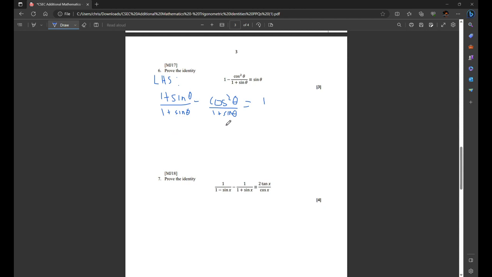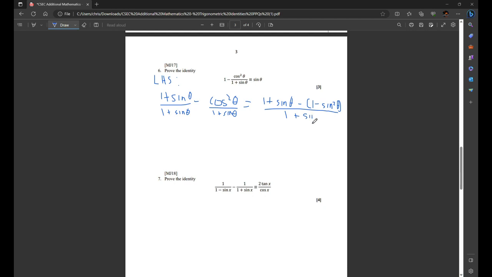So since the denominators are now the same, I can just bunch that up into one fraction, and I'm also going to rewrite the cos squared theta as well. So let's just go ahead and do that. That's going to be minus, I'm going to put the bracket here, I'm going to tell you why in a second, 1 minus sine squared theta all over 1 plus sine theta.